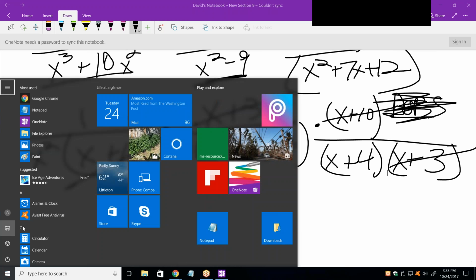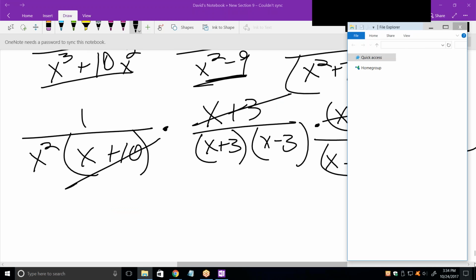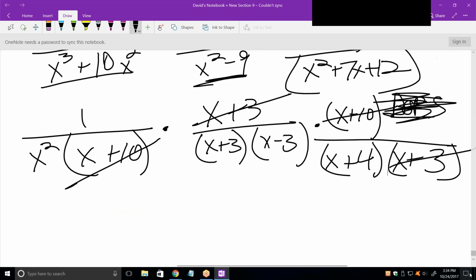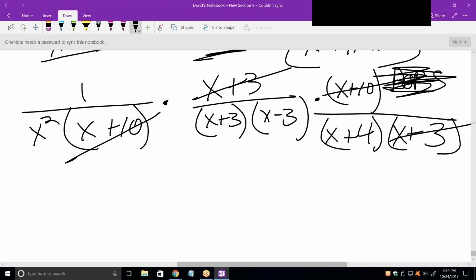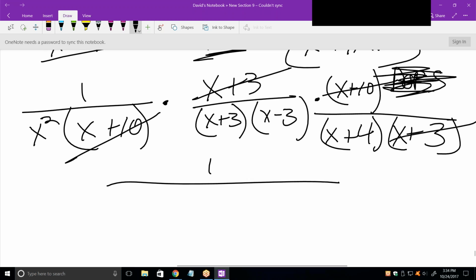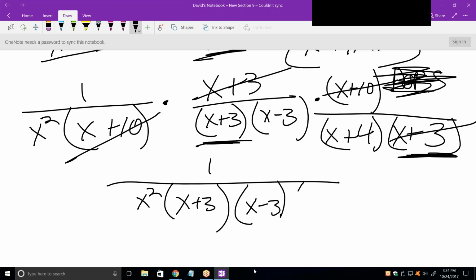Left in the numerator, 1. Hold on a second, my computer's going a little bit nuts here. But yeah, you're right, 1. And then over x squared times x minus 3 times x plus 4. Go in order, left to right. Nothing happened to this x plus 3. It was this x plus 3 that got canceled. So I still have an x plus 3 there, and I still have an x minus 3, and I still have an x plus 4. That's why I say go left to right. Don't jump around. That's your answer.